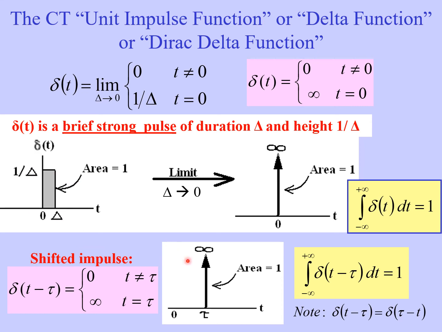Likewise, a shifted version of this delta function, delta of t minus tau, has just been shifted over or delayed by tau seconds, and it still has the same general features. It's this skinny, very tall spike that reaches up to infinity, but it always has an area of 1. So if we integrate the shifted delta function, it also has an area of 1. And also, one other property here: the delta function of t minus tau is the same as the delta function of tau minus t.